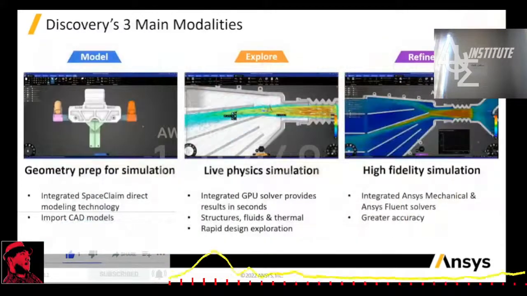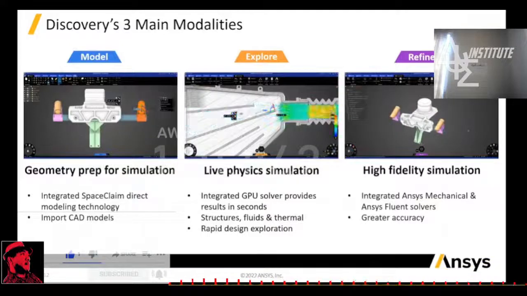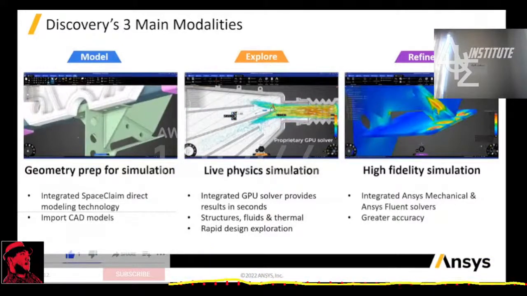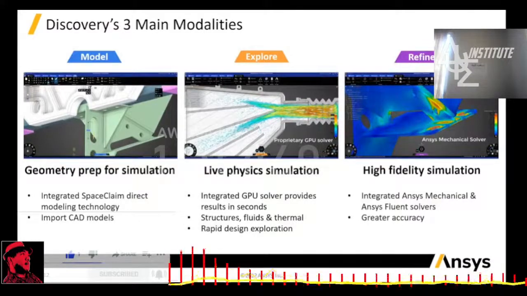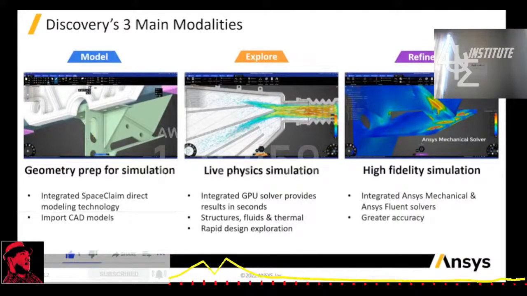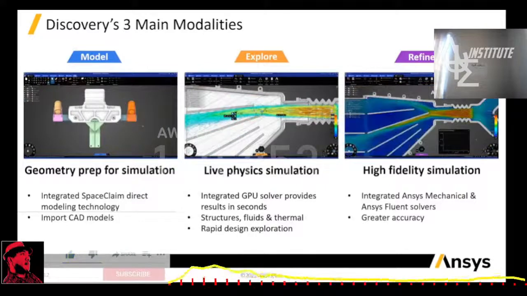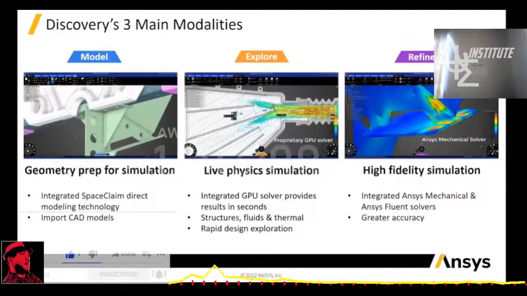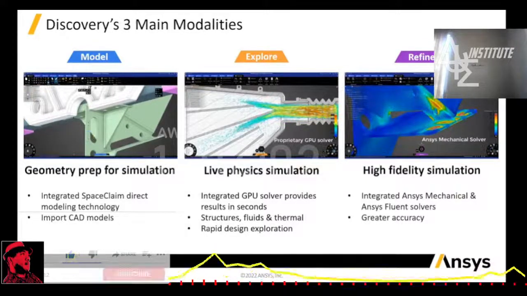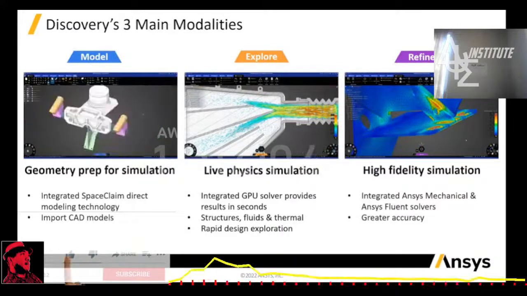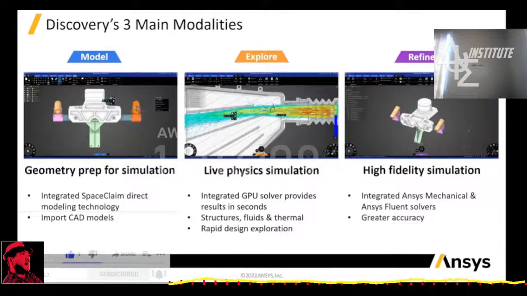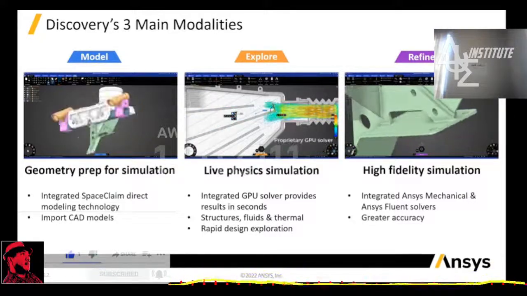Now, all of these functionalities within Discovery are packaged into three main modalities in the software. Starting off on the left, we have the preparation of the geometry for simulation in the Model mode. This is your typical CAD environment with the same integrated direct modeling technology that you know from SpaceClaim, for instance. You can either prepare this within our tool Discovery, or you can import CAD files from any other third-party suppliers.